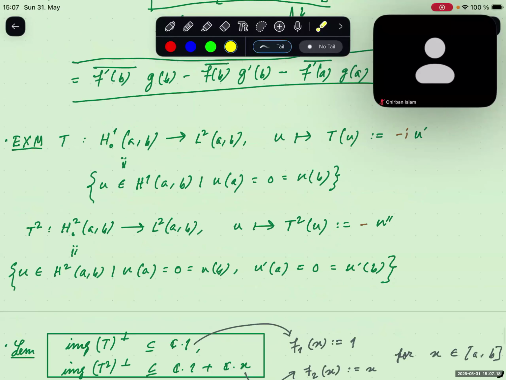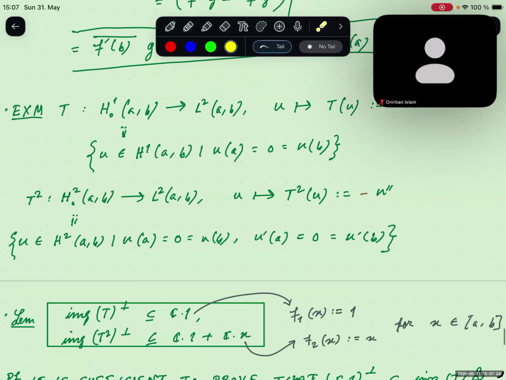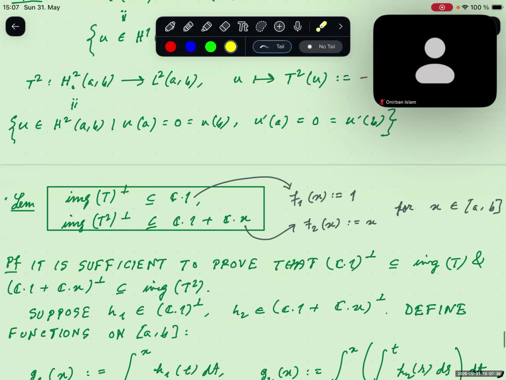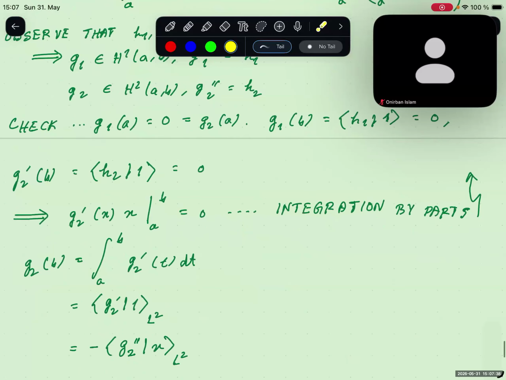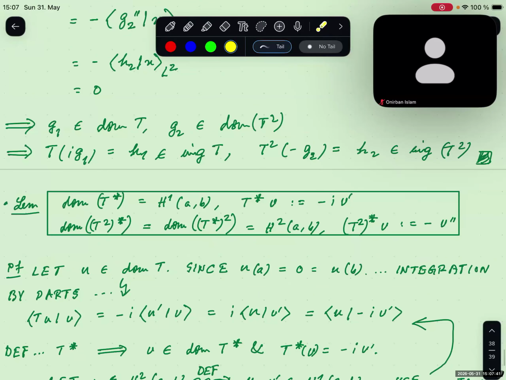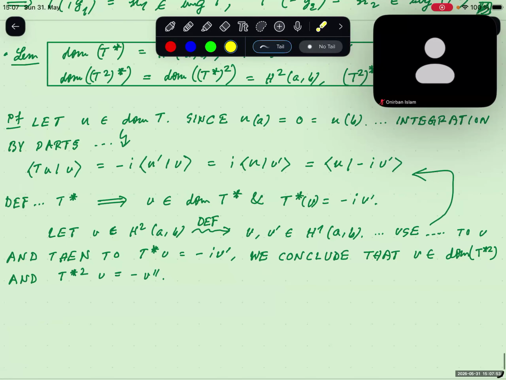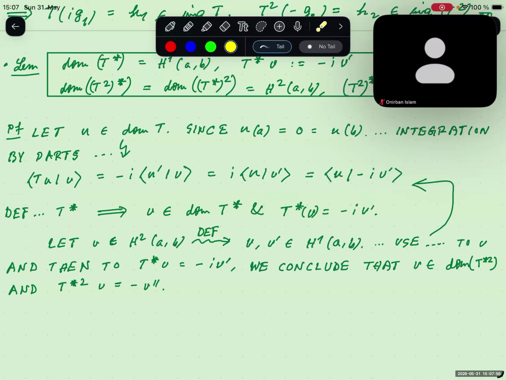And then there is this operator. So the second derivative is the square of this operator T, so T squared, that is defined this way. And we proved a lemma that the image of T perpendicular is C1, and the image of T squared perpendicular is C1 plus Cx. And yesterday we started to compute the domain of this operator, in particular the domain of T star and T squared star. All right, so we had a few steps, and now let's continue with that.